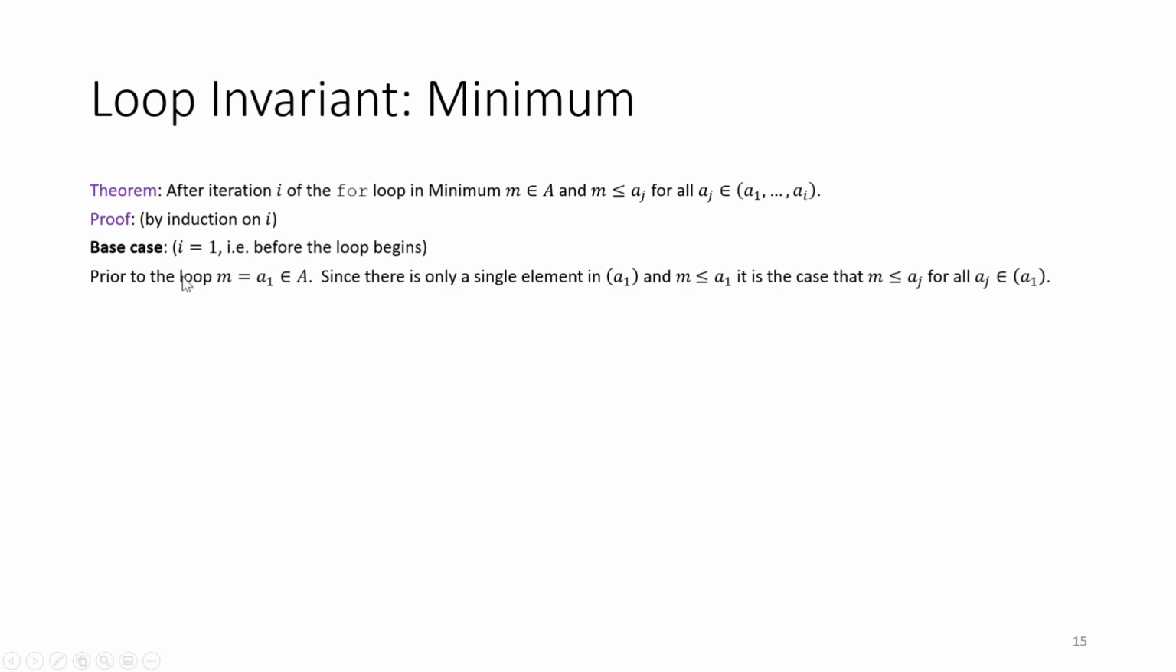Now remember, prior to the loop, the very first thing we do, really the only thing we do in the algorithm before the loop, is we initialize m to be equal to a1, the first element of our list. So a1 is an element of A, so we satisfy our first condition here. Is it also true that a1 is less than or equal to all the aj's in the set a1? Yes, it is, because a1 is equal to a1, so it must be less than or equal to itself. And so we've satisfied this condition here. We actually had to go through here and verify it, and we did, and we found out that it is correct.